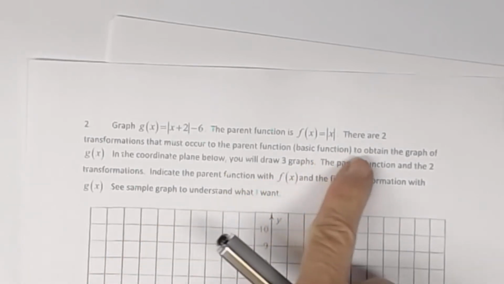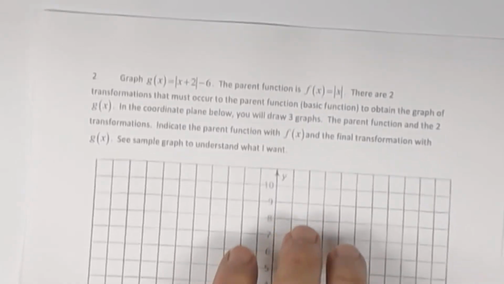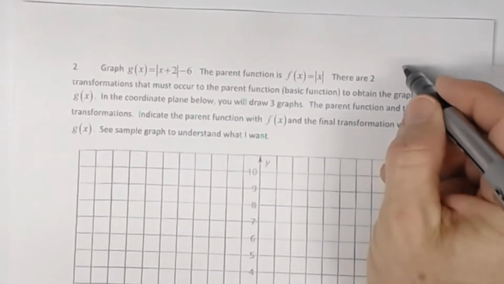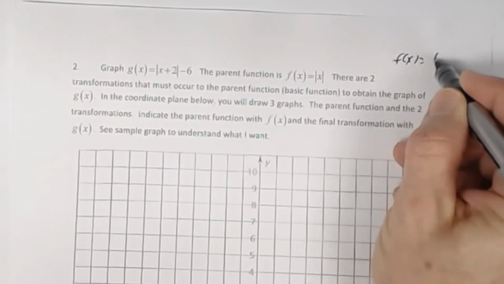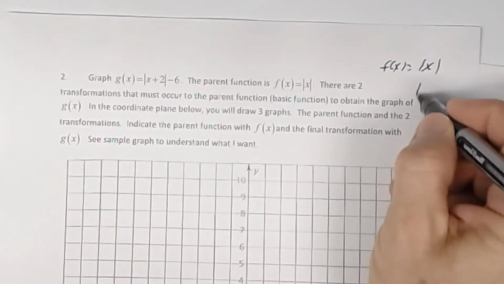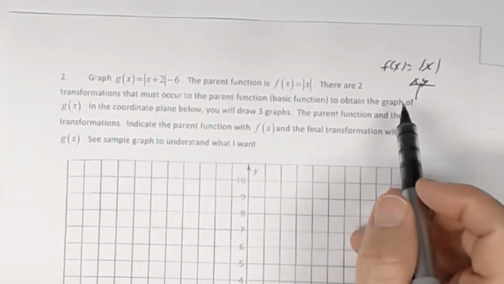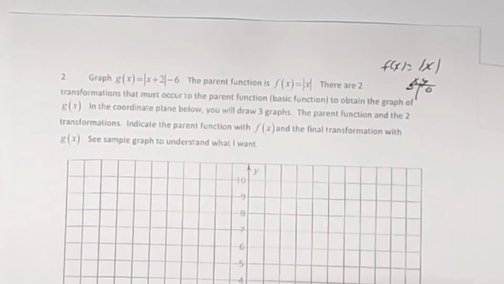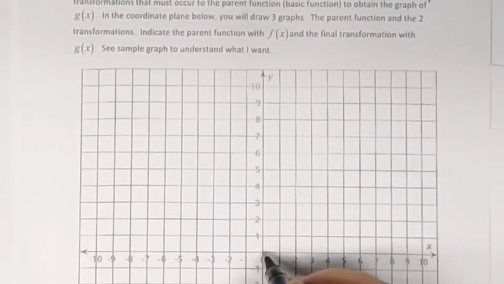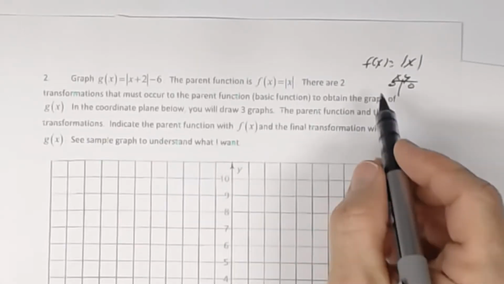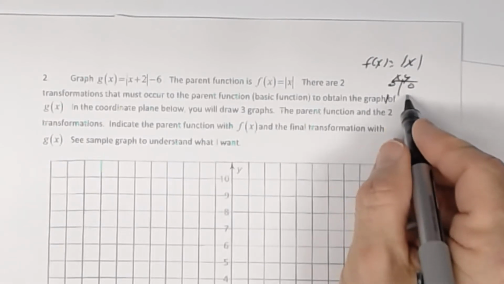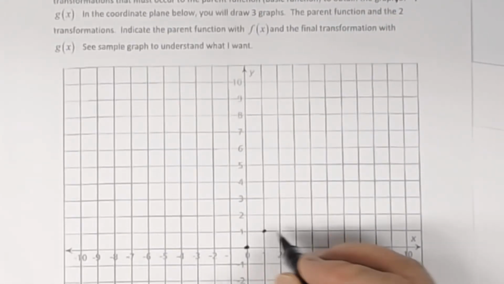Okay, so the first thing you got to do is, remember there are 3 graphs you got to draw. So the first one is your parent function. Remember how we get the graph of the parent function. So we're going to do a t-table. And so if x is 0, the absolute value of 0 is 0. So I get the point 0, 0 right here. If x is 1, I get the absolute value of 1, which is 1. So I get the point 1, 1.